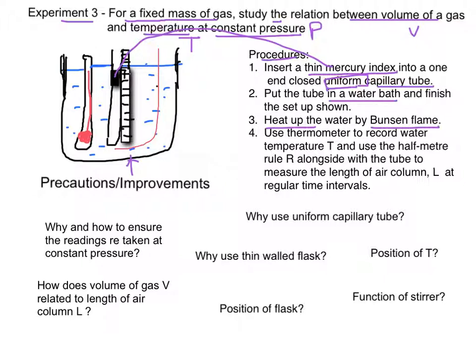Fourth, use a thermometer to record the water temperature T and use the half-meter rule R alongside the tube to measure the length of air column L at regular time intervals.